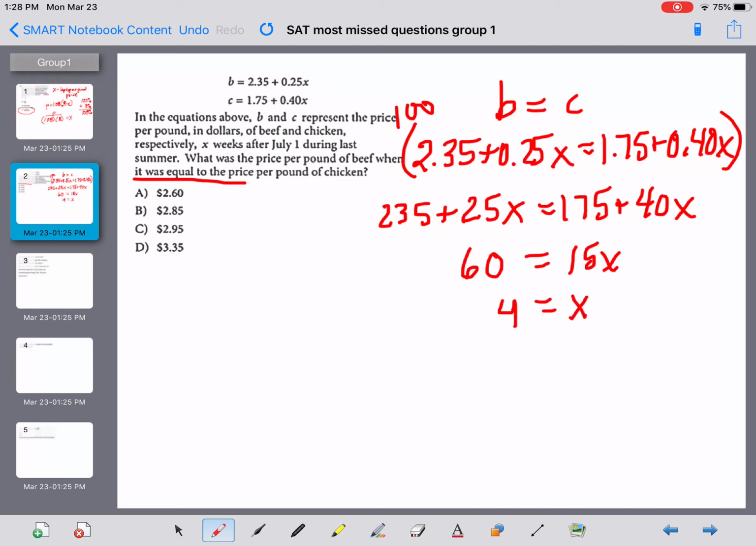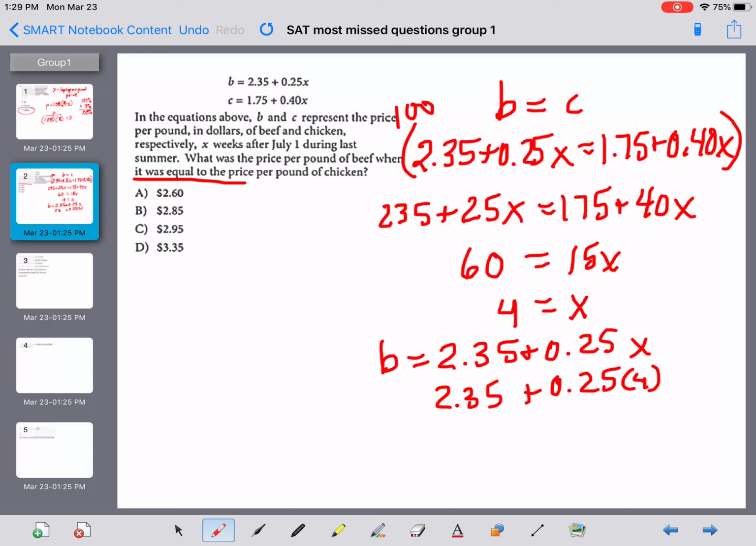But remember, this is just finding what x equals. So if I want to find the price per pound of beef when these were equal, I'm going to plug it back into my B. And so when I plug in that 4 there, 4 times a quarter there is going to just be 1. So my final answer on this one is $3.35, which again is D.